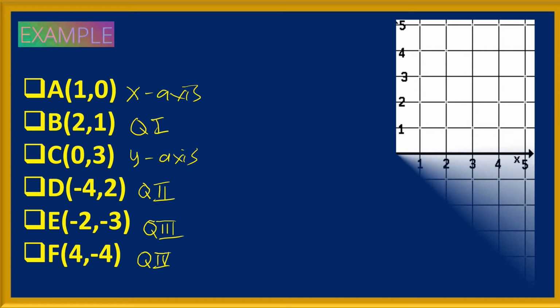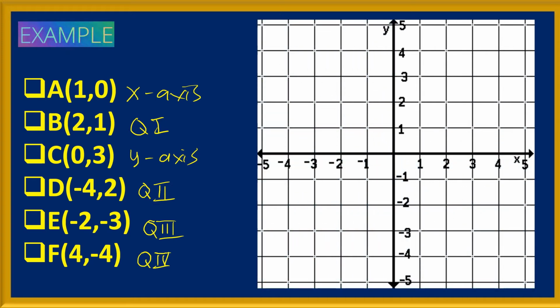Okay, check natin yung ating mga point kung tama kapag piniplot natin siya sa Cartesian plane. Okay, so let's start with point A. Point A is (1, 0). So, ang (1, 0) ay nandito. Okay, from the point of origin, move kayo ng 1 and then hindi na kayo gagalaw kasi 0 na yung y value niya. So, ito na ngayon yung point A natin.